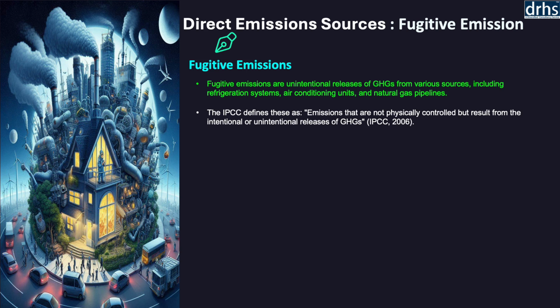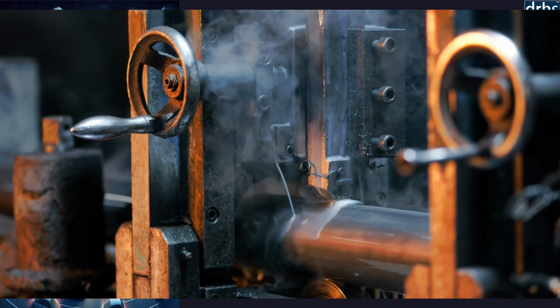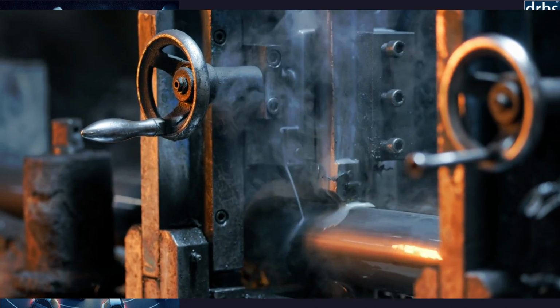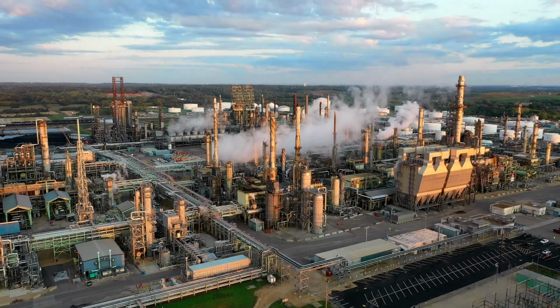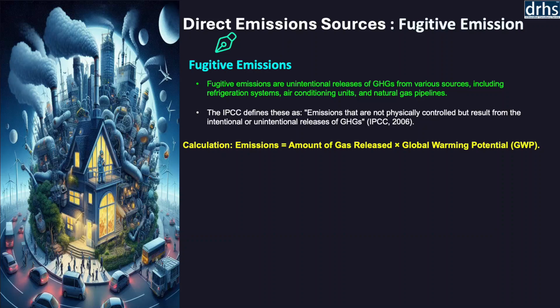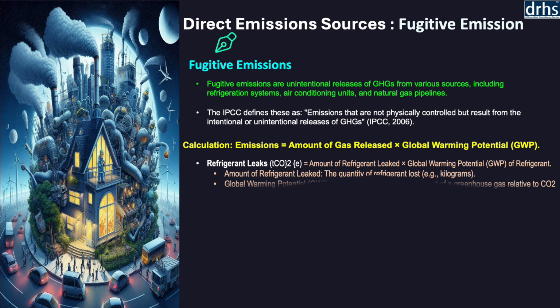The IPCC 2006 defined these as emissions that are not physically controlled but result from the unintentional or intentional release of greenhouse gases. The general calculation of emission is done knowing the amount of gas released with the global warming potential. However, fugitive emission occurs from the unintentional or intentional release of greenhouse gas, including leaks from equipment, refrigeration, or venting and flaring activities, whose calculations are as follows.